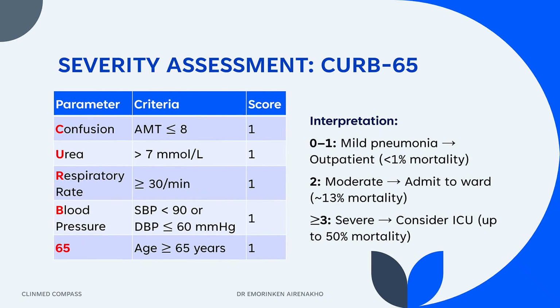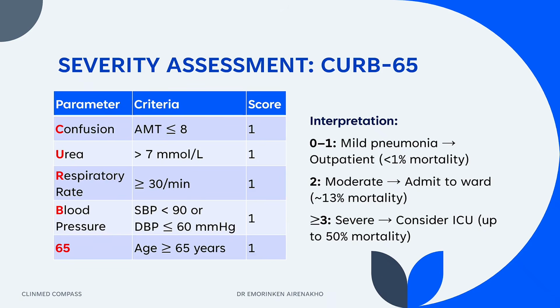Severity assessment. The first we'll discuss is CURB-65. CURB-65 is a simple, fast, and life-saving tool that helps determine the severity of pneumonia. C is for confusion, abbreviated mental test of 8 or less. U is for urea, greater than 7 millimoles per liter. R is for respiratory rate, 30 or more per minute. B is for blood pressure, systolic blood pressure less than 90 or diastolic blood pressure 60 or less. And the 65 is age, 65 and above.